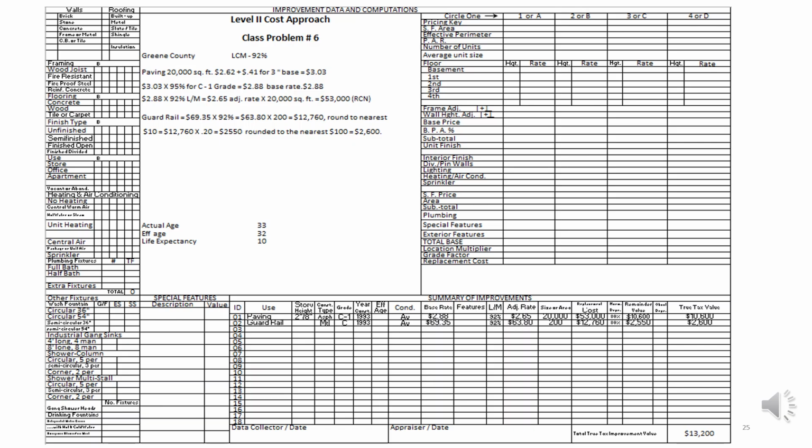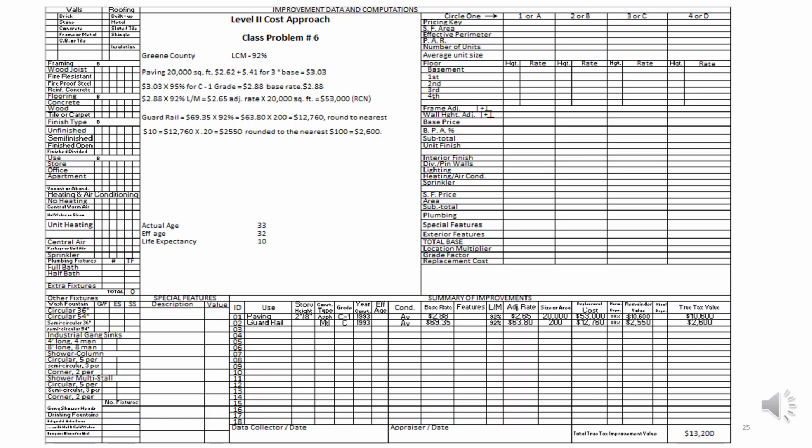As we work our way to the right, the next item we come across is our location multiplier. So $2.88 times 0.92 is going to give us an adjusted rate of $2.65. Now we're going to take that times our square foot of 20,000, and that's going to equal our replacement cost of $53,000.